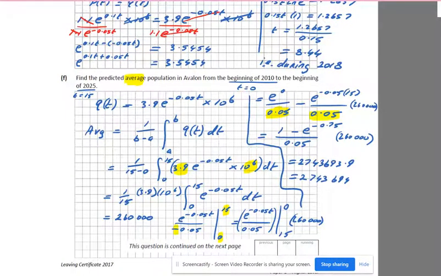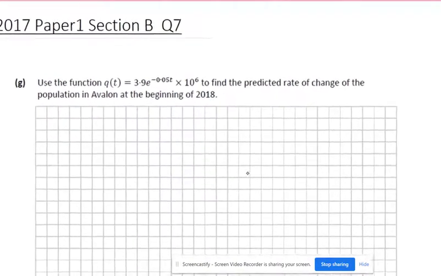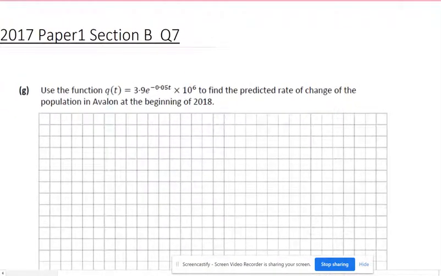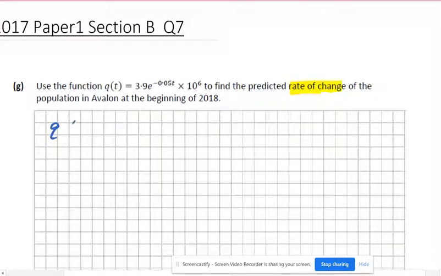Now there's one last part to this question. This time they're looking for rate of change. Now that's calculus also. When they're looking for rate of change here, you want to find out how fast the population is increasing or decreasing at a certain time. So what you do here is, again, you start off with your function, and it's the town of Avalon again this time. So q(t) is equal to 3.9 e to the power of minus 0.05t by 10 to the power of 6. And rate of change means differentiate. So that means get q dash t.